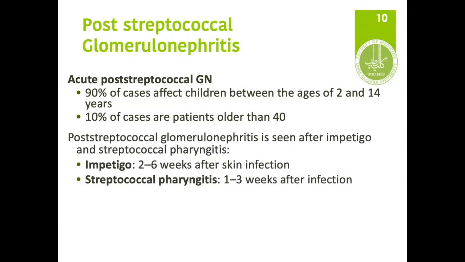Post-streptococcal glomerulonephritis is seen after impetigo and post-streptococcal pharyngitis. In case of impetigo, it's 2 to 6 weeks after the skin infection that you see the clinical features of nephritis, while in case of pharyngitis, it takes just 1 to 3 weeks after the infection for the clinical features of nephritis.